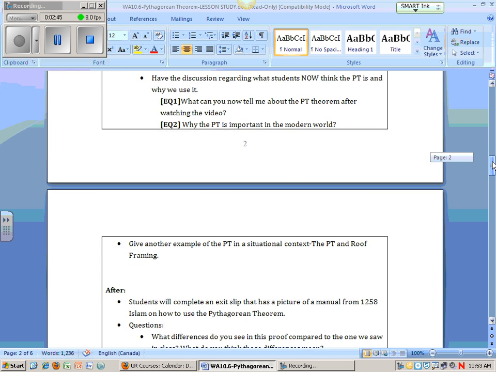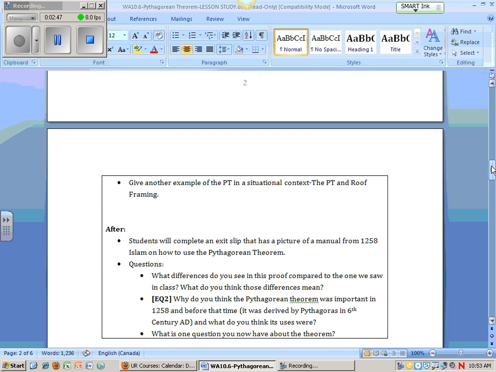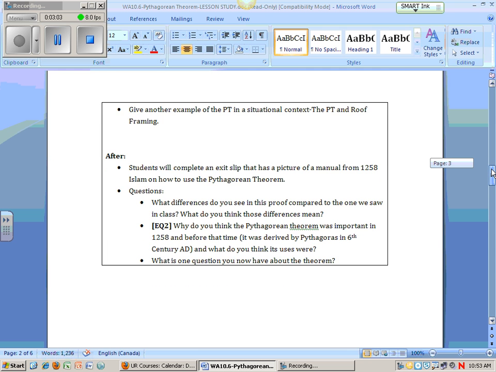And then we would go on after that discussion, give another example of the Pythagorean theorem in a situational context. And we have the Pythagorean theorem and the roof framing question. So the roof framing question was a diagram of what a roof looks like, and have them apply the Pythagorean theorem to that.